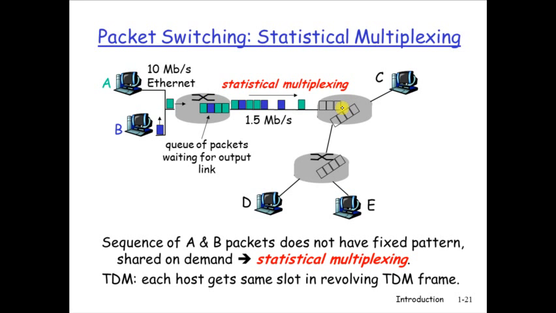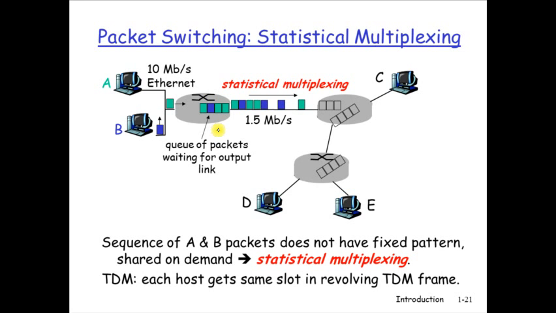They both send packets to, let's assume, C as a destination. Now, if the bandwidth from B to the first router is 10 megabits per second, and the outgoing link is only 1.5 megabits per second, then we will have a queue. So who is in the queue? Some packets come from A, some packets from B, and in this case, there's no specific pattern.